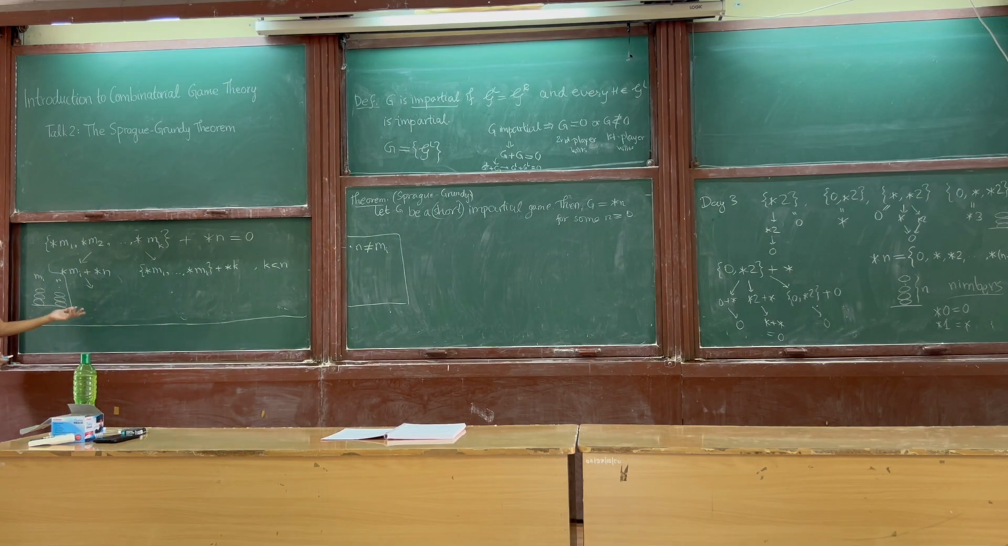And once it's not equal to any of the mi's, the second player can now win. One of these has to be bigger than the other. You just go to the smaller one. So if mi is bigger than n, you can go from star mi to star n, so you leave star n plus star n, which is 0. If n is bigger than mi, you go to star mi plus star mi, you make it 0. Either way, you can make it 0.